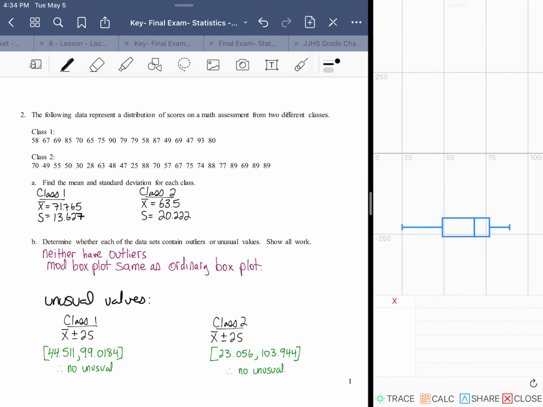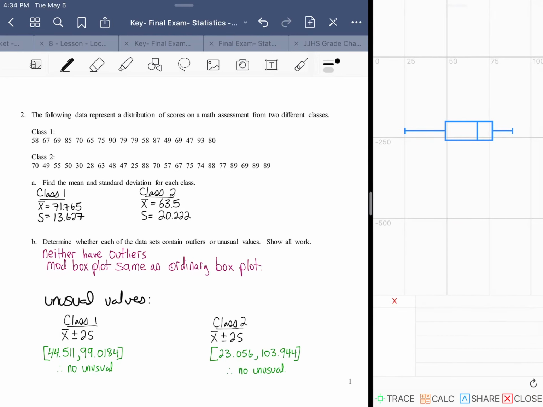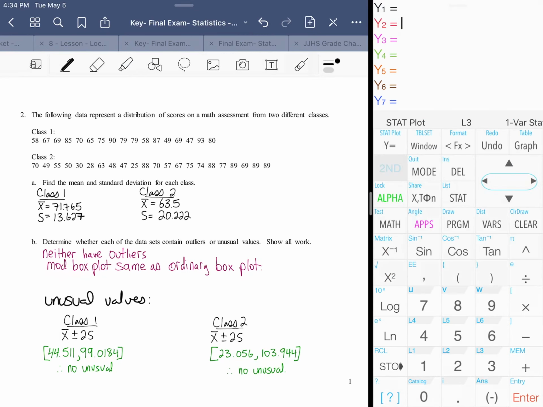You're hitting second y equals, select plot 1, and then just toggle it to the appropriate plot. My interface is obviously a little bit different. Same idea for my second plot for class 2. The ordinary box plot and the modified box plot are the same.